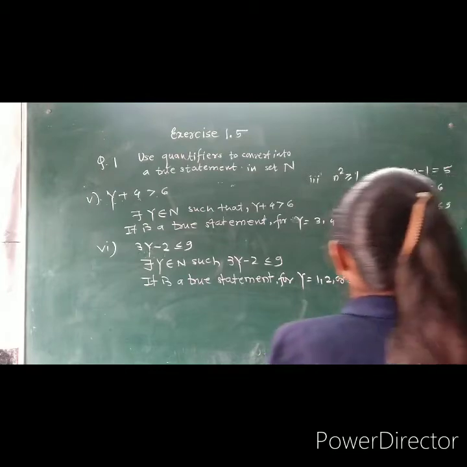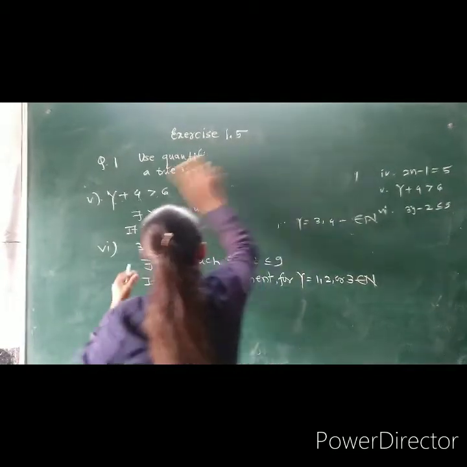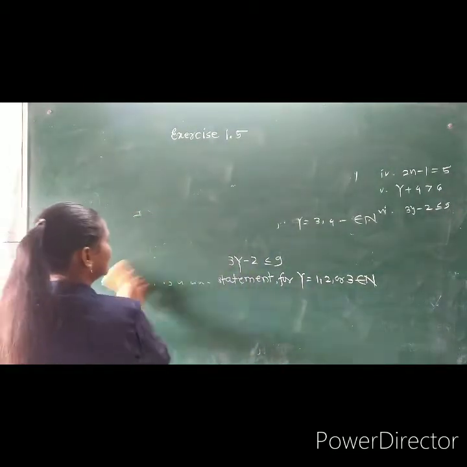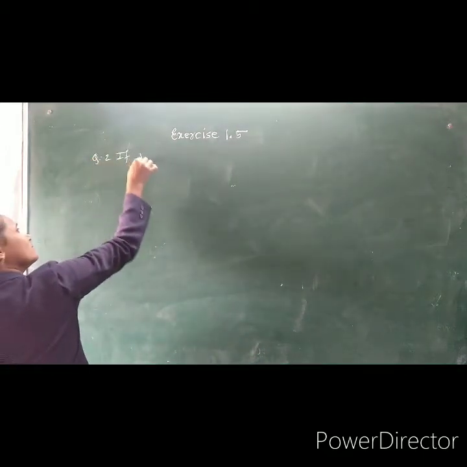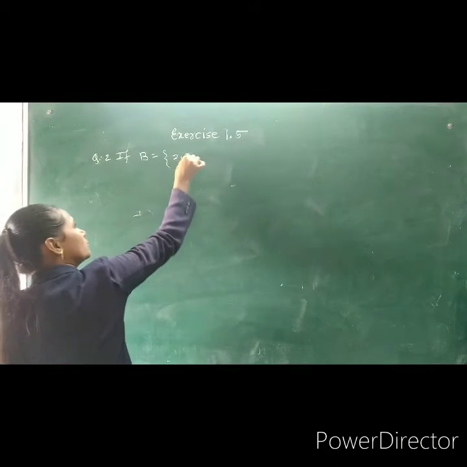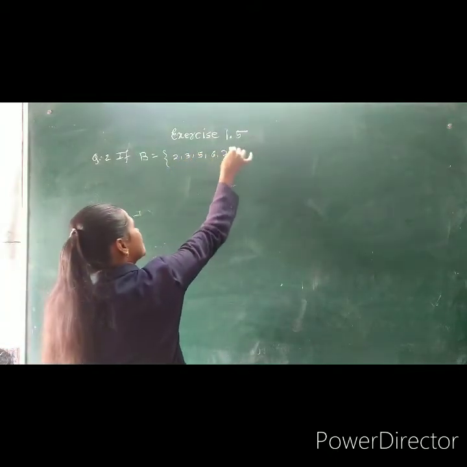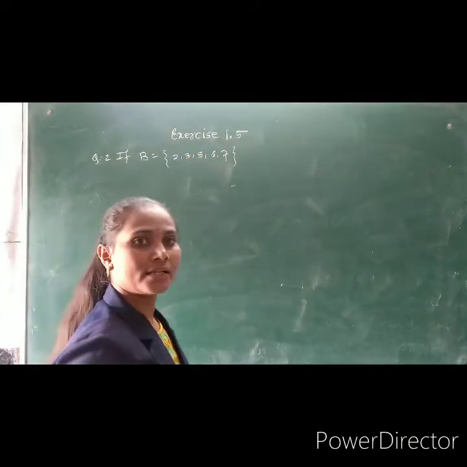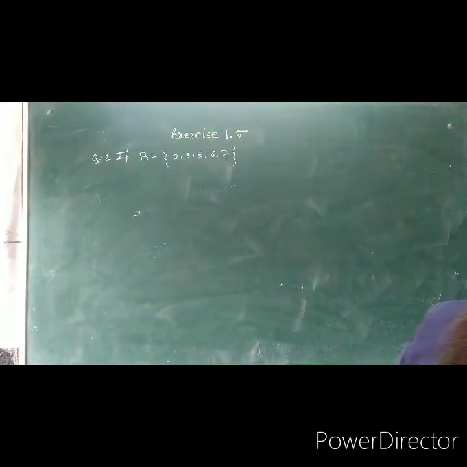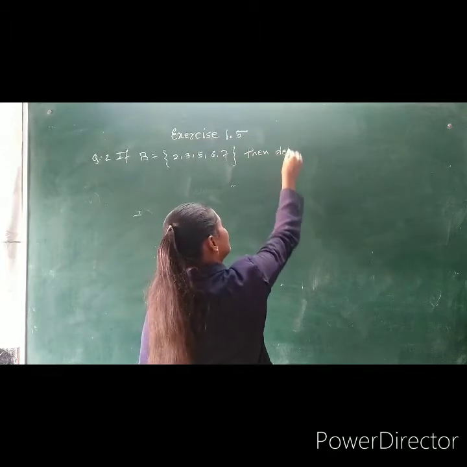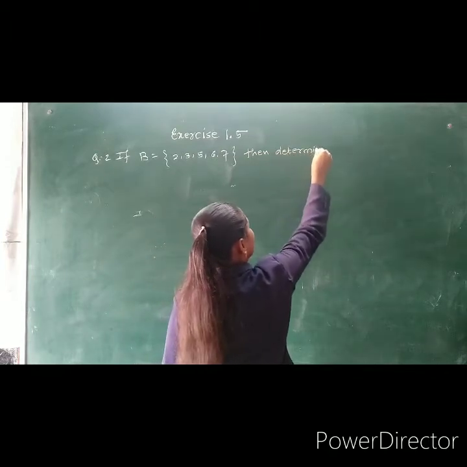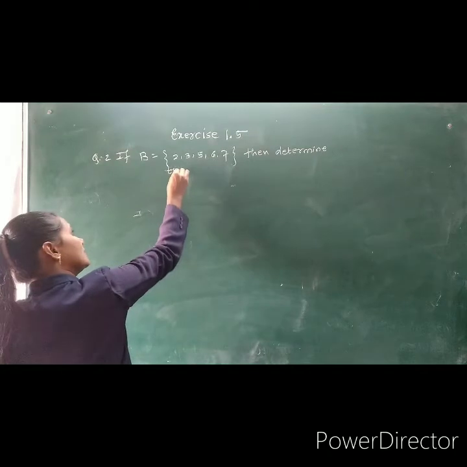Next question. Question number 2. If B = {2, 3, 5, 6, 7}, then determine the truth values of the following statements.